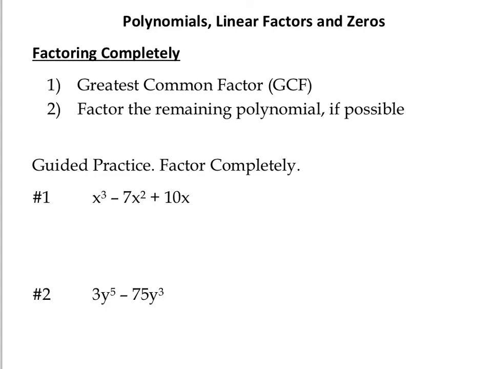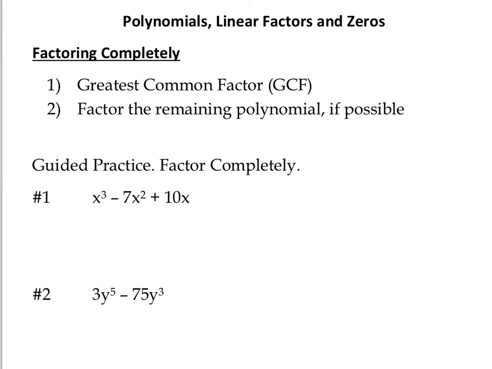In this lesson, we're going to look more closely at factors and zeros of polynomials and how those relate to their graphs as well. First, let's talk about factoring completely. When we want to factor something, first look for a greatest common factor, and then factor what you have remaining if that's possible. So we're going to see a couple of examples of that here, because we want to be able to use factoring to help us find our zeros and then help us with the graphing as well.